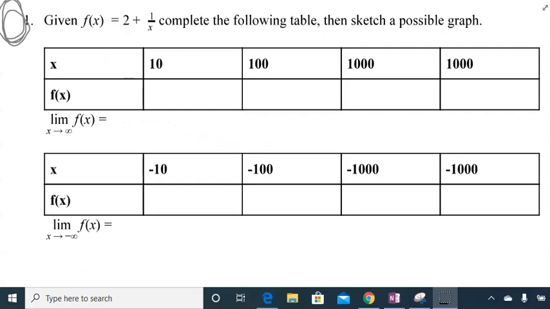Let's look at a numerical example. Given f of x is equal to 2 plus 1 over x, complete the following table, then sketch a possible graph. We have x and f of x, and numbers 10, 100, 1000, and this should really be 10,000. So we're going to treat the last one as 10,000. And then x and f of x, limit as x approaches negative infinity, and negative 10, negative 100, negative 1000. And then that should be negative 10,000.